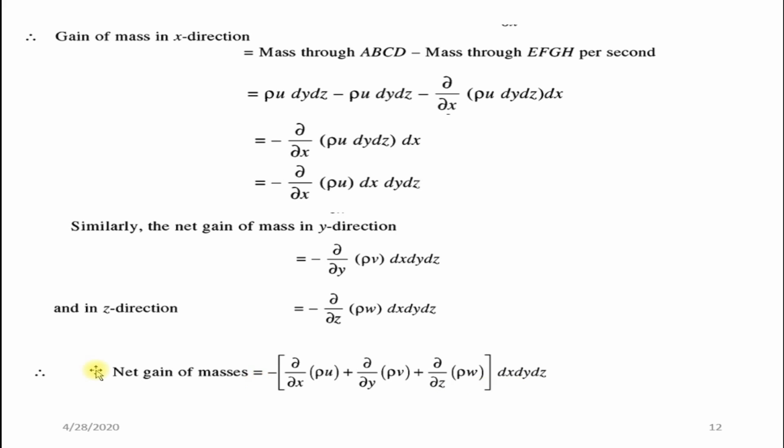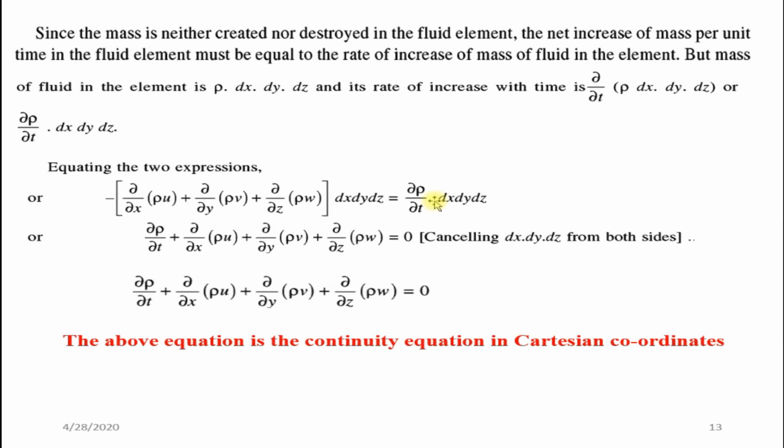This net gain of mass is because of what? According to the principle, it is because of ∂/∂t of ρ into dx dy dz. Because mass can neither be created nor destroyed in the fluid element, the net increase of mass per unit time in the fluid element must be equal to the rate of increase of mass of fluid in the element. This sentence is very, very important. Then only we can equate these two expressions.